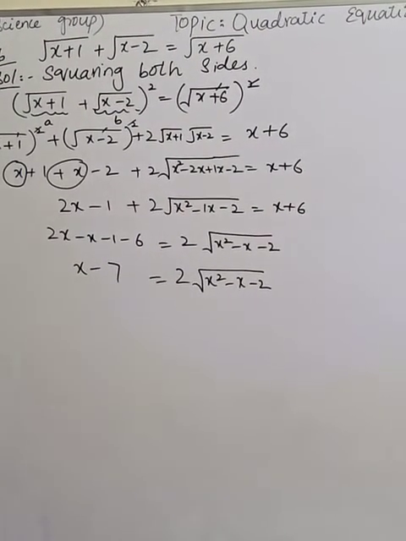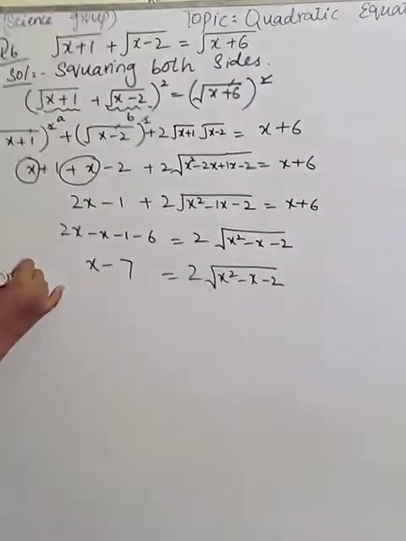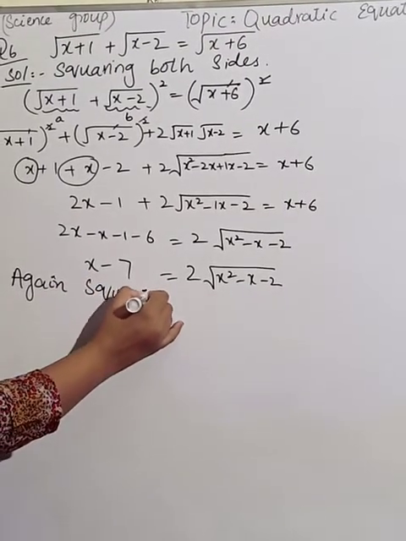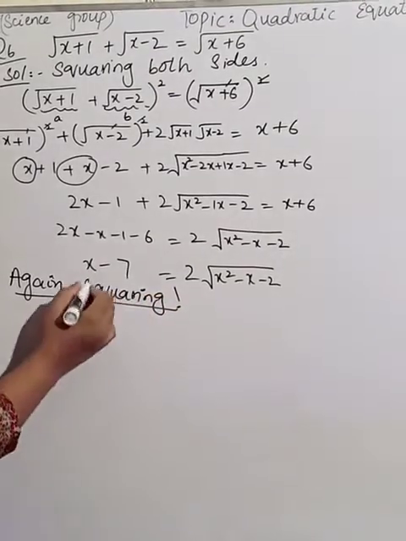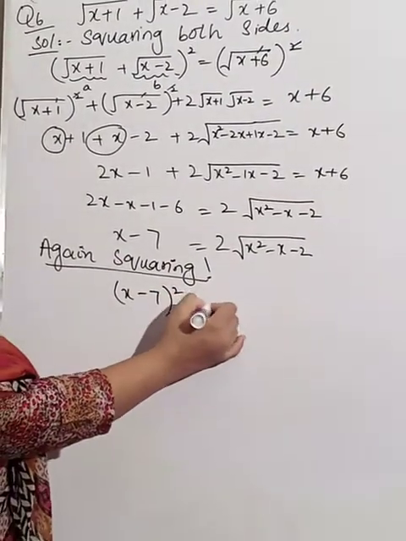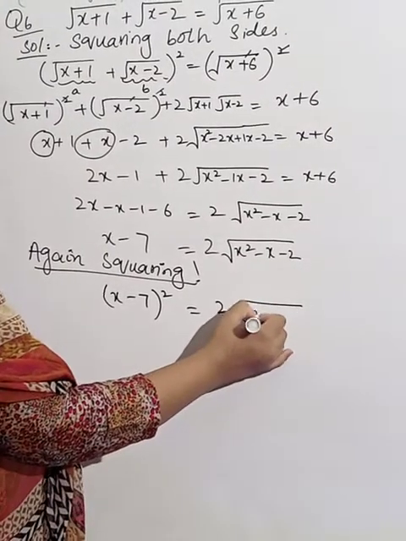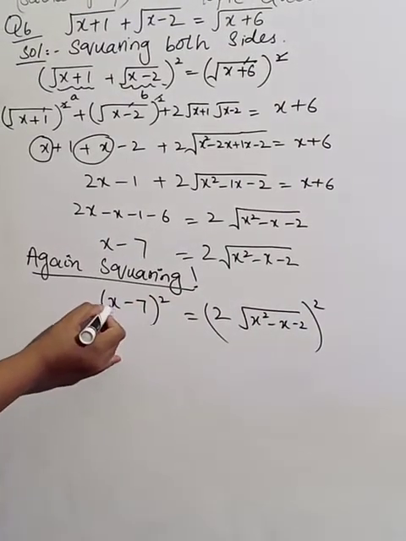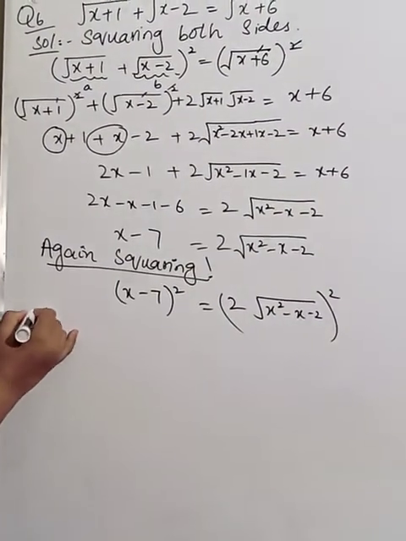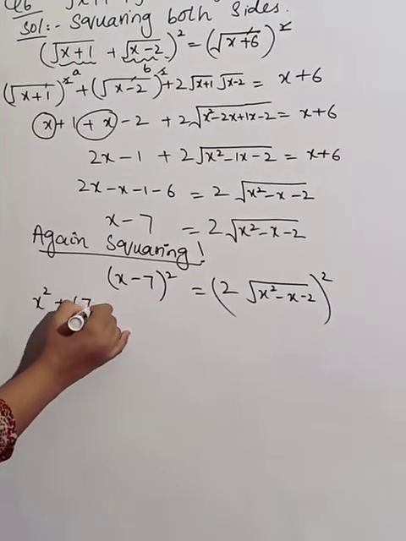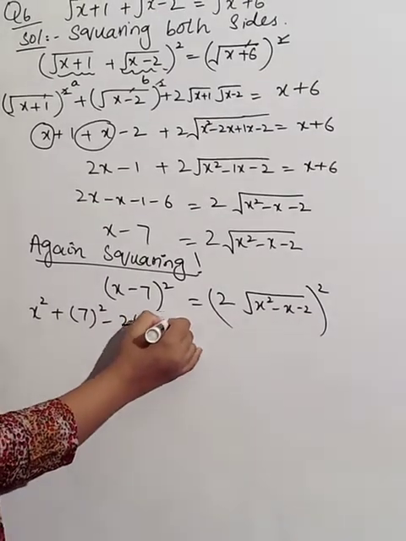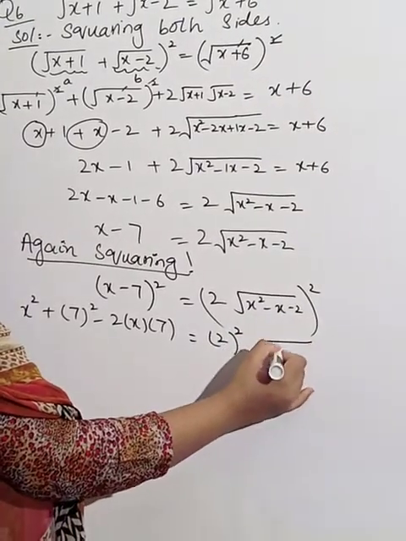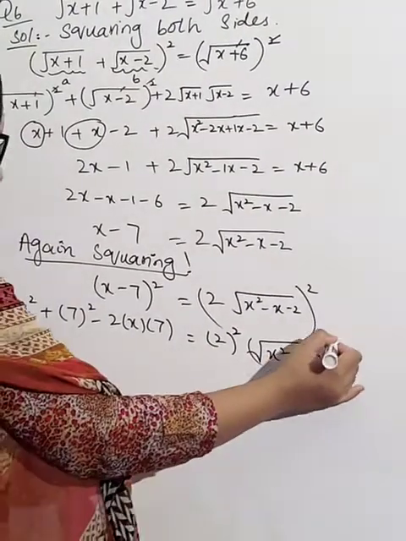Still the square root is not completely resolved, so I have to take the square again on both sides. So what situation will we have? It's (x minus 7) whole square, that is equal to (2 times square root of x square minus x minus 2) whole square, right? So apply the formula here: a square minus 2ab plus b square, so we have a square plus b square minus 2ab. Here I am having two terms, so the square of both will come: 2 square separately and (x square minus x minus 2) whole square will be separated.